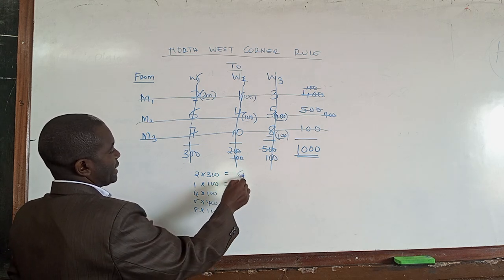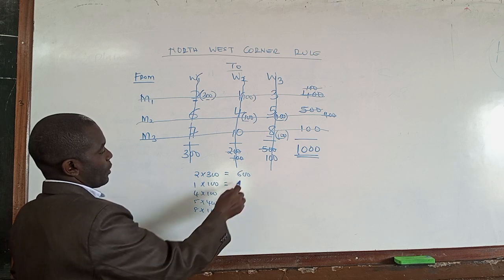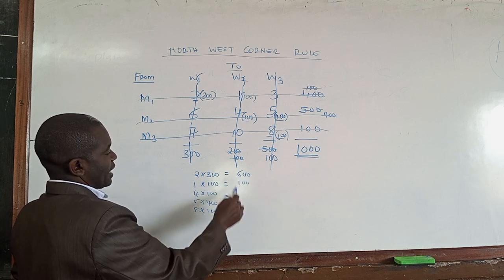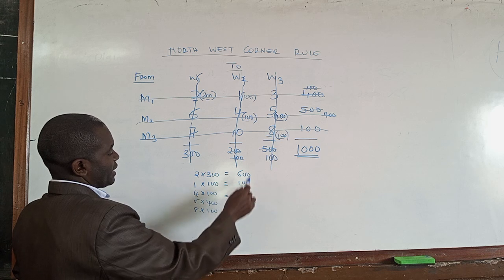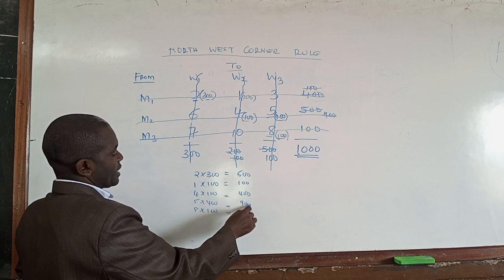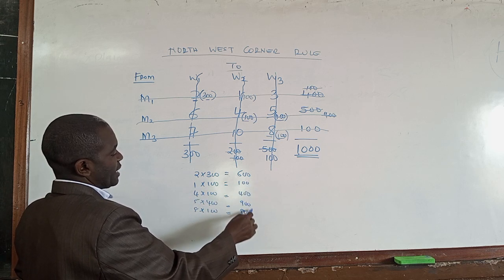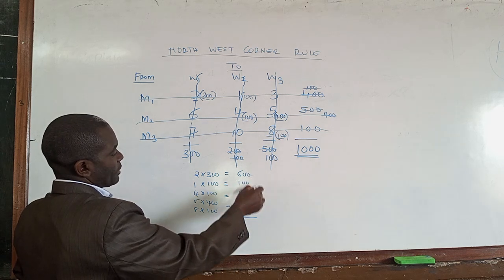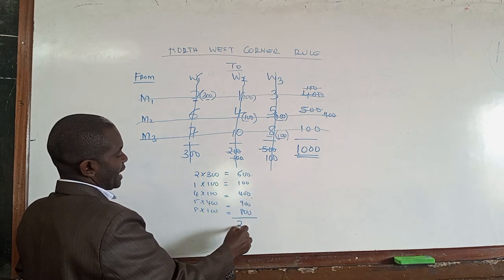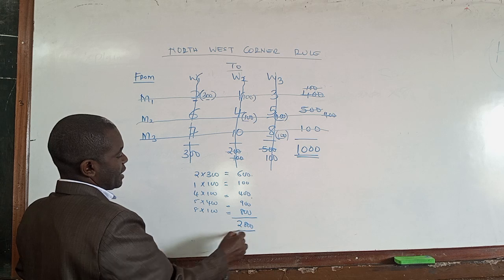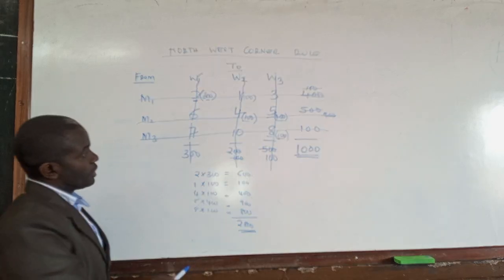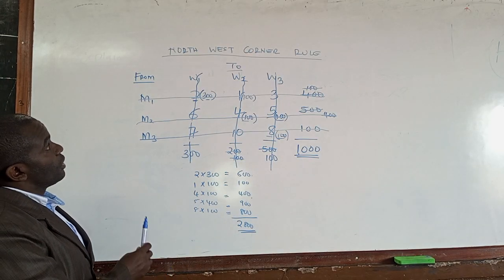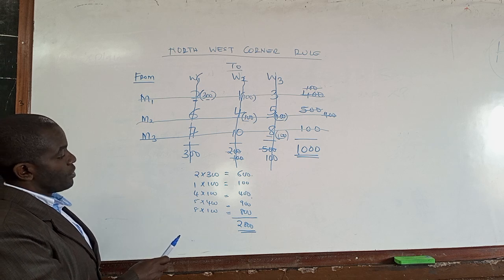This gives me 600 shillings. We also have 100 shillings. And then 400 shillings, 900 shillings, and 800 shillings. This becomes 11 plus 17, and I get 2,800 shillings as total transportation costs using the northwest corner rule.